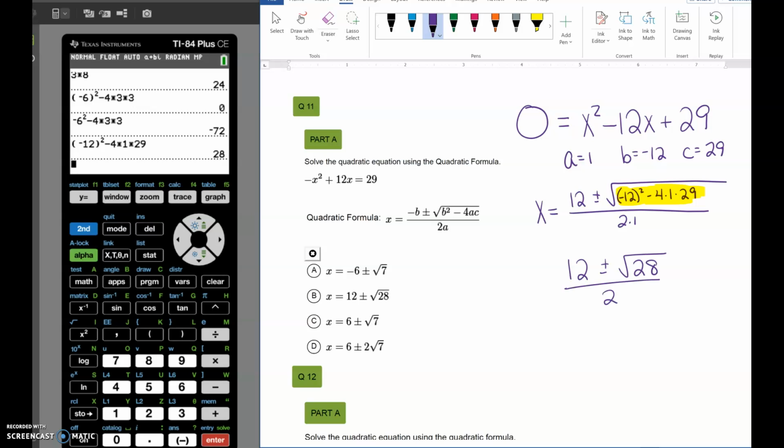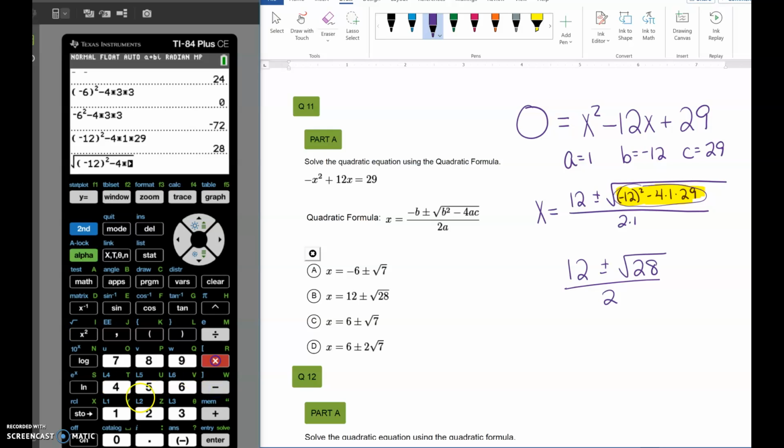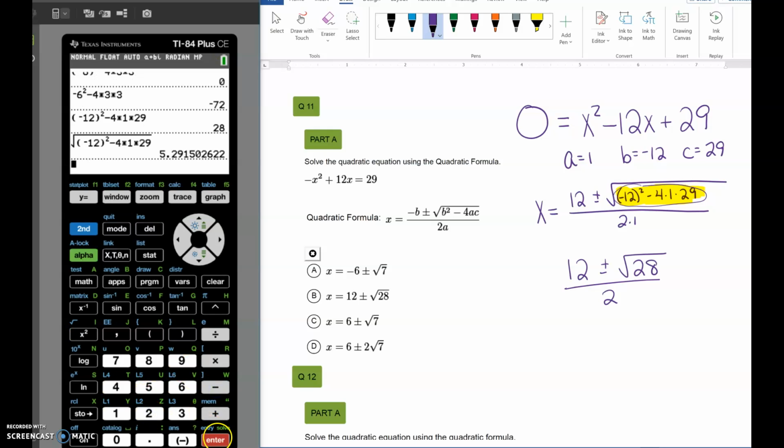Divided by 2. Now, if you're just putting the stuff under the radical in the calculator, your radical is still there. So a lot of people try to type in the square root of negative 12 squared minus 4 times 1 times 29. And then they get confused because they have this decimal. Don't include the square root in your calculator. Just do the stuff under the square root and then leave the square root in there.